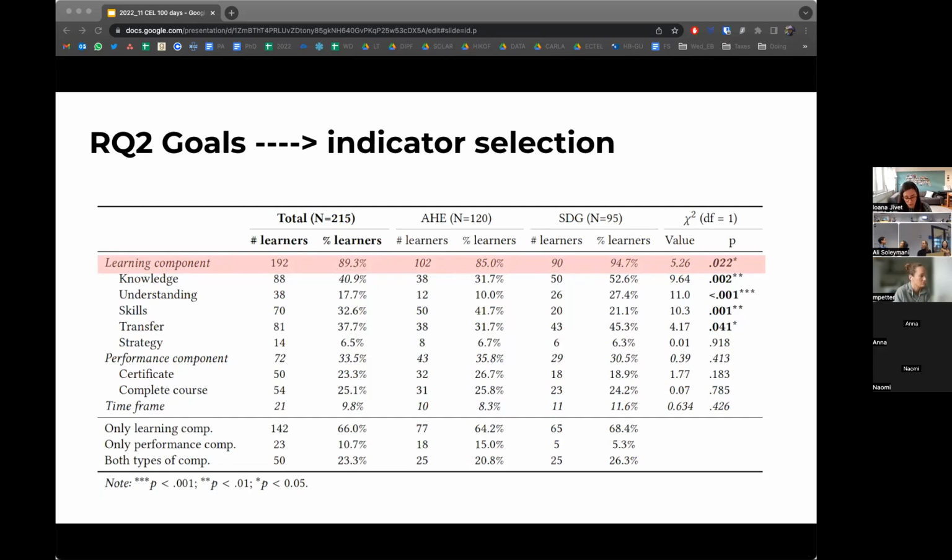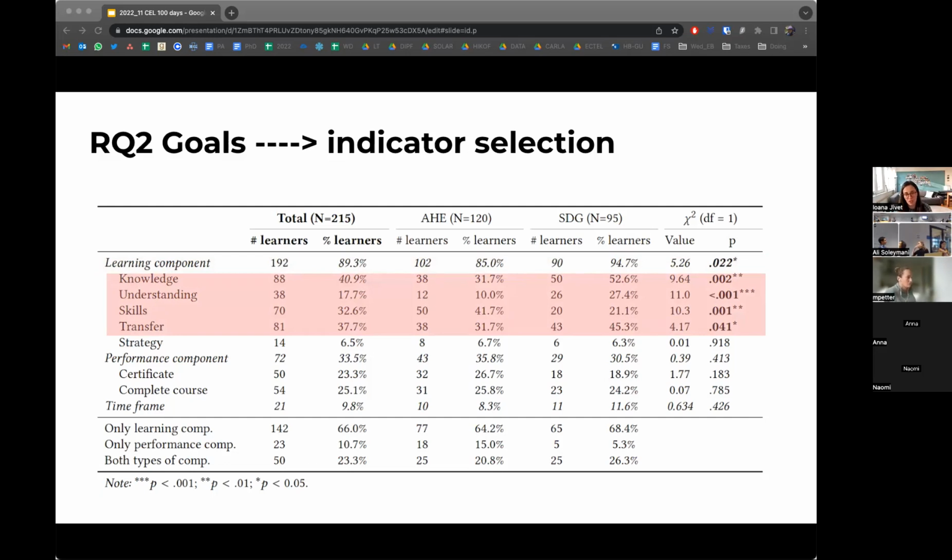in terms of the presence of a learning component in the goal, meaning that learners enrolled in the Assessment in Higher Education course were a lot more interested in acquiring skills, or wrote down that their goal would be to acquire skills and transfer this to their own practice. While students in the other course were a lot more interested in obtaining knowledge and understanding concepts and transfer. Actually, this one is here, right? So knowledge, understanding, and transfer. Anyway, there were differences in the goals that students had in the course.